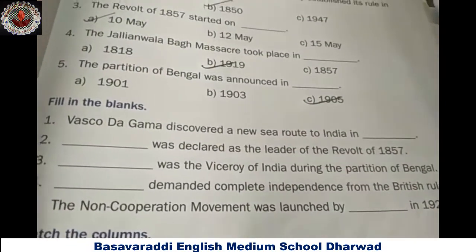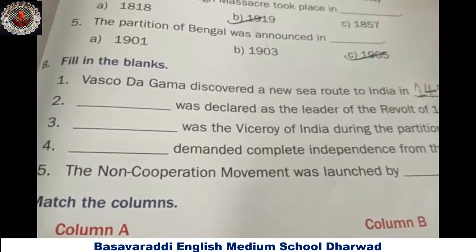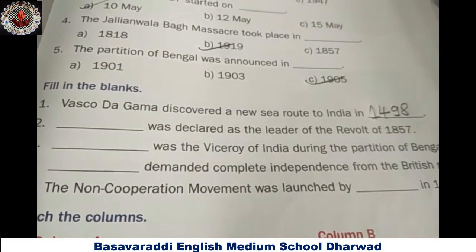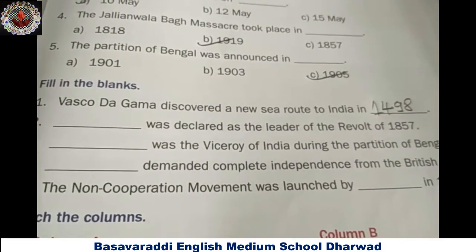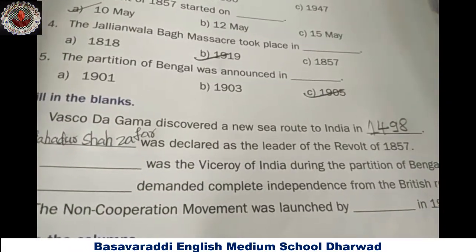Fill in the blanks. Vasco da Gama discovered a new sea route to India in 1498. Second question. Bahadur Shah Jafar was declared as the leader of the revolt of 1857.